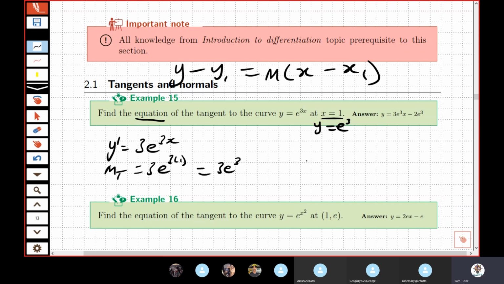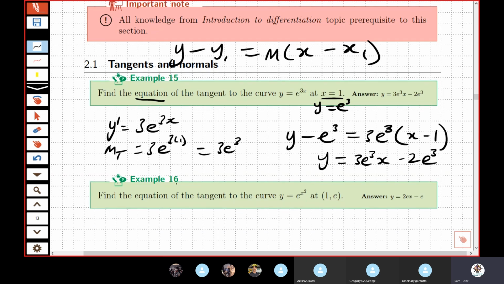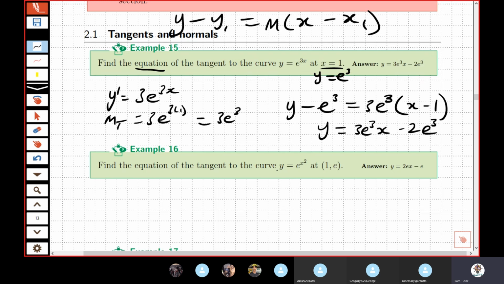3e cubed, and then your formula, your answer is, sorry, y minus y1 equals m times x minus x1. Expand, bring everything to one side, and you should get this. Minus 3 plus 1 more is minus 2. That's how you're getting minus 2e cubed. You guys just try this now, yourself, just quickly. I'll give you about maybe 2 or 3 minutes.